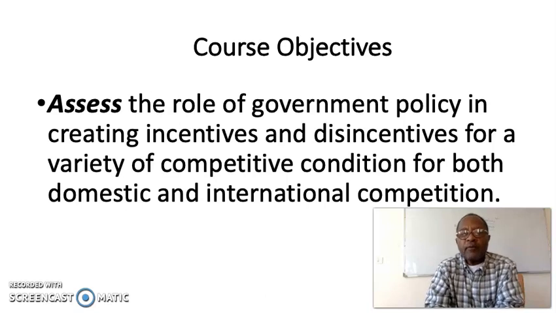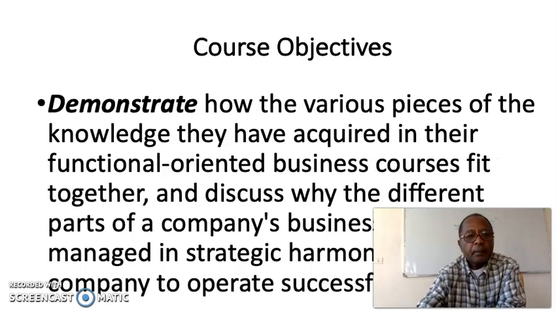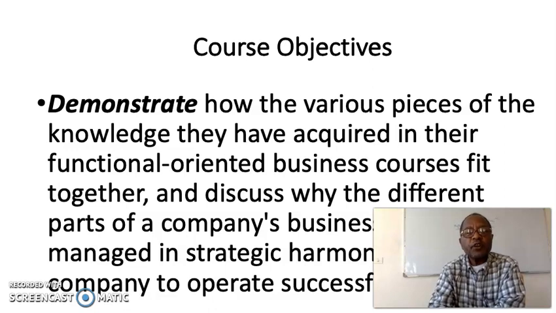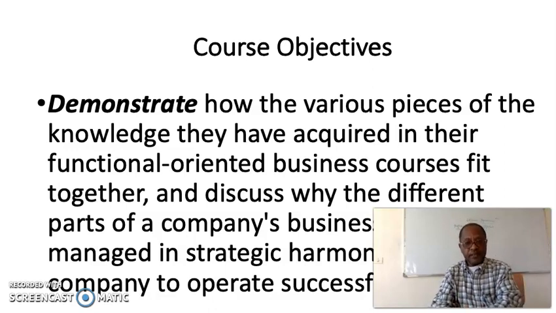Assess the role of government policies in creating incentives and disincentives for a variety of competitive conditions for both domestic and international competition. Besides this, demonstrate how the various aspects of the knowledge they have acquired in their functional-oriented business courses fit together and discuss why the different parts of the company's business need to be managed in strategic harmony for the company to operate successfully.